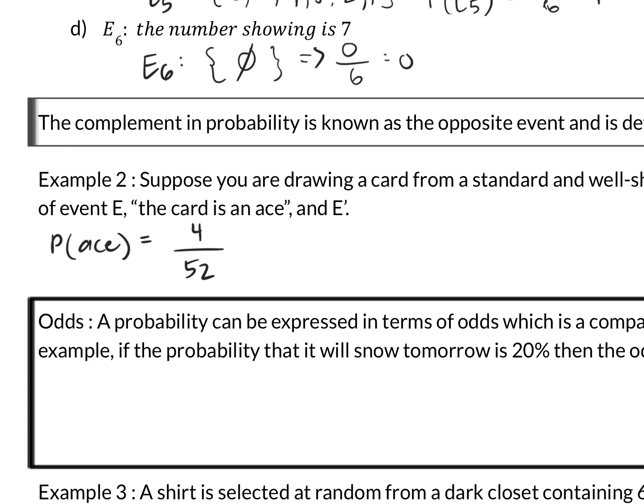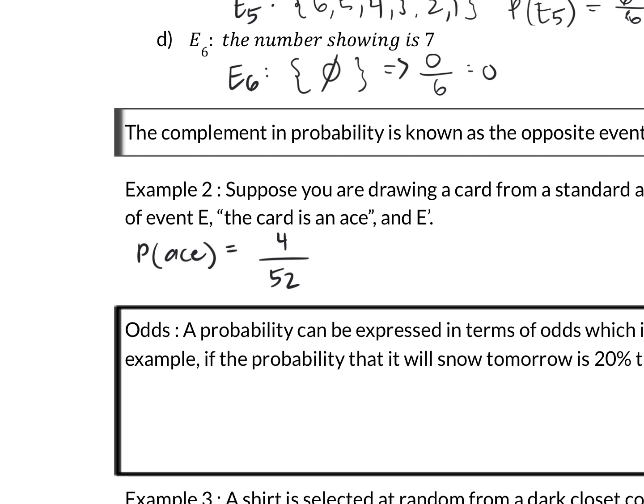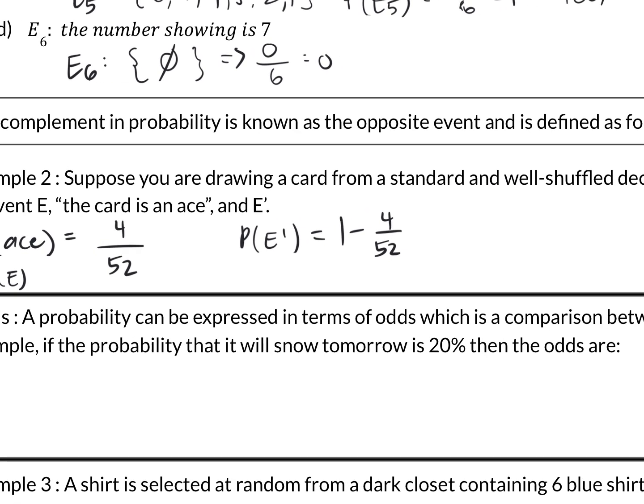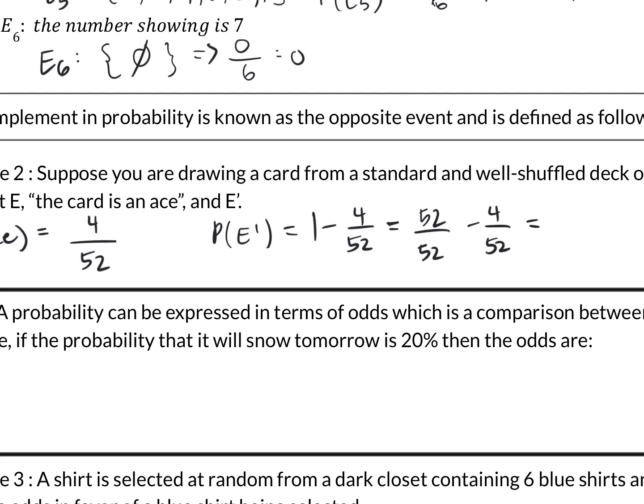Now the complement of that. So this was technically our event E. This was P of E. Okay, so our complement would be just 1 minus 4 over 52. I do want you to simplify this, yes. So 1 minus 4 over 52, I could write 52 over 52 minus 4 over 52, which gives me a total of 48 over 52.